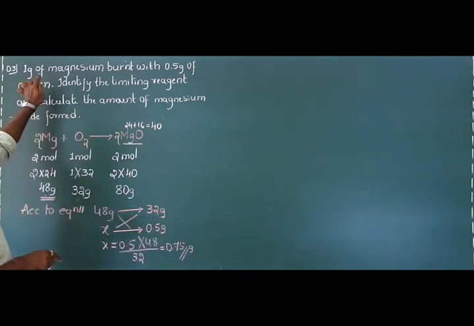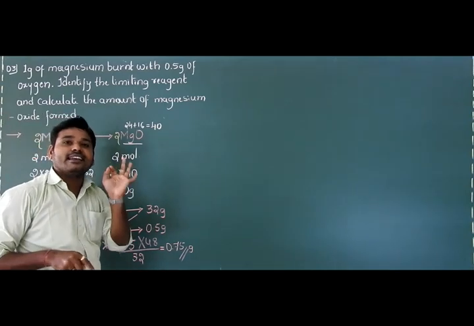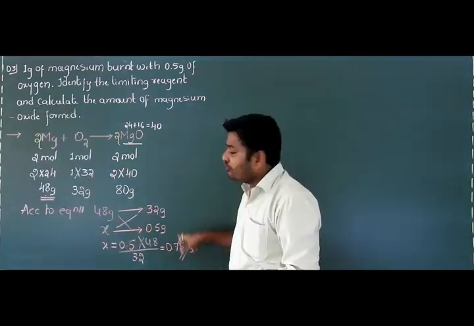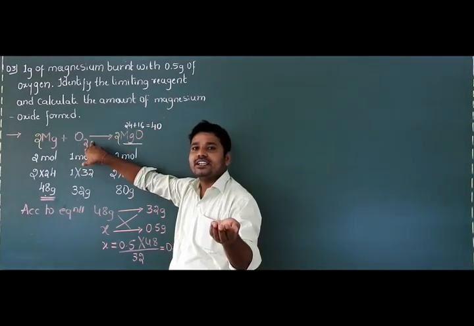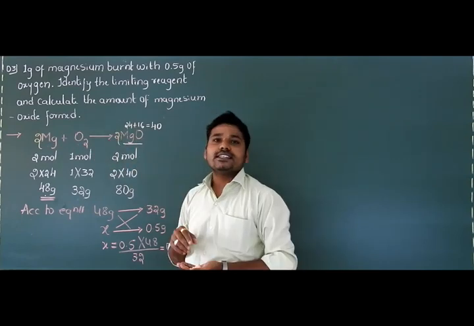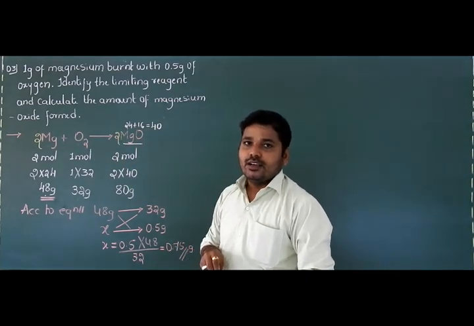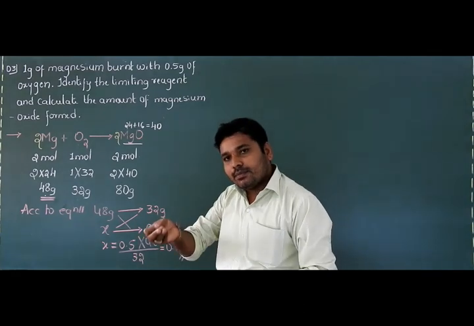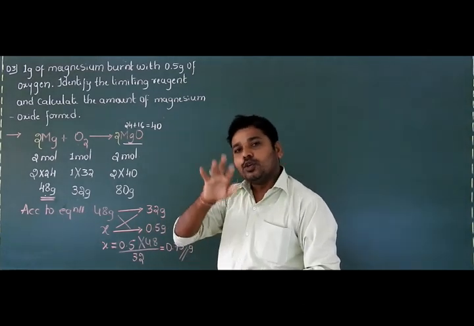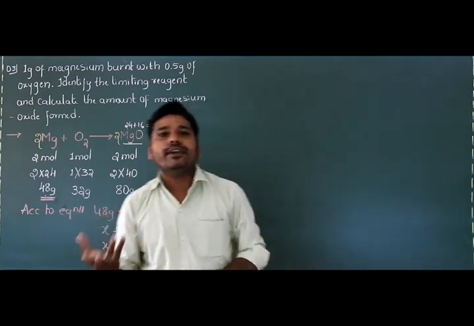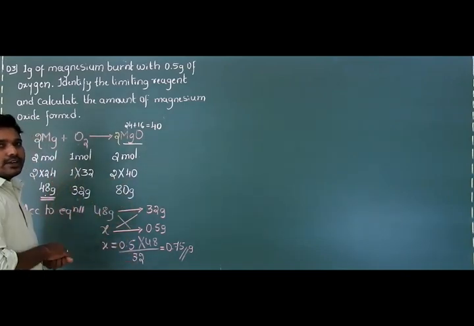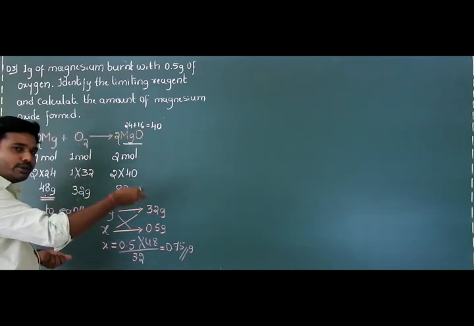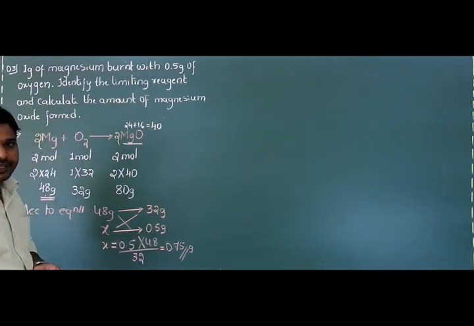So that's why magnesium is called an excess reagent in this problem. If magnesium acts as an excess reagent, the other reactant is called the limiting reagent. That means in this problem oxygen acts as the limiting reagent. Students, so either you take magnesium and you calculate the oxygen, or use the amount of oxygen and you calculate the magnesium. Okay, either you will get the excess or the limiting reagent.